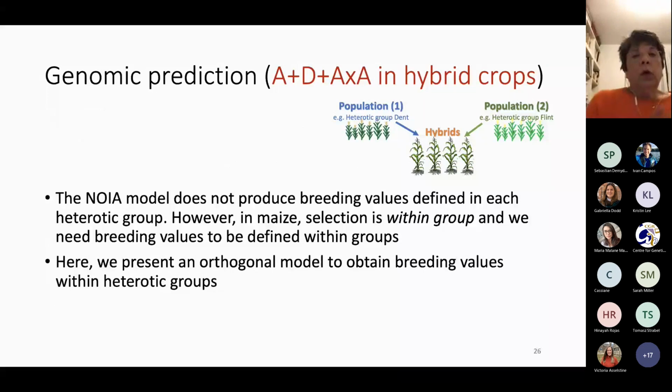Okay. So we have a model where we can include dominance. It's possible to include also epistasis. And now we will see how we can use dominance and epistasis, but in a very special case, that is for hybrid crops. And we will use the example for maize, where we have these two populations. And we have to remember that the NOIA model does not produce breeding value defined here in each heterotic group, but the selection is within this group. So we need to define breeding values.